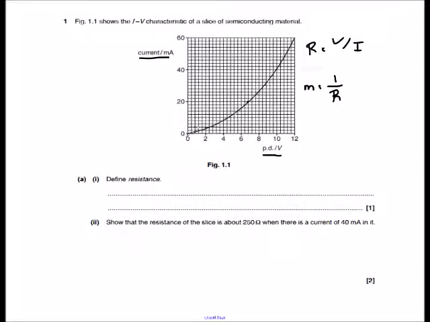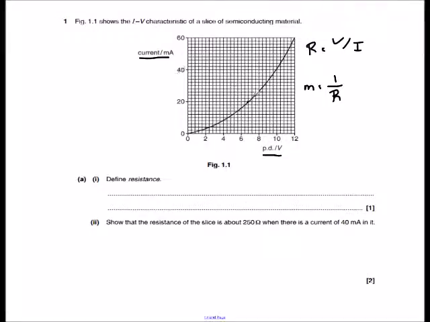So going back to the question, the first thing you need to recognize is that this graph is a curved graph. If it's a curved graph, it means that the resistance must be changing, because a straight line graph with current and voltage, doesn't matter which way around they're plotted, if it's a straight line graph, the resistance won't change. Okay, so the fact it's curved means the resistance must change. That's the first thing you should note down.